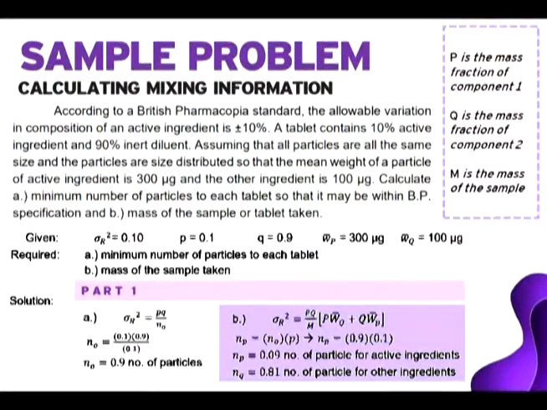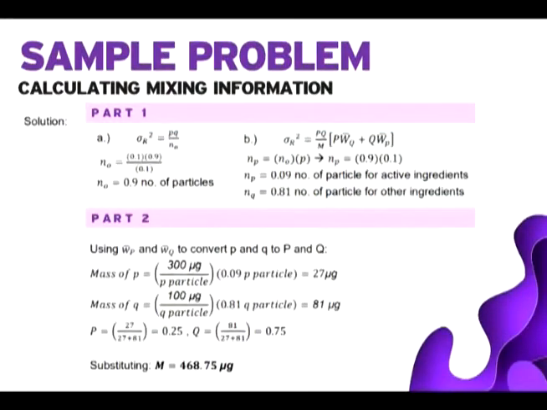So we did that by multiplying our n sub o, our number of particles, with the proportion of each component. So with that, we got a value of our n sub p, which is equal to 0.09 number of particles for our active ingredients, and our n sub q is equal to 0.81 number of particles for the other ingredients.